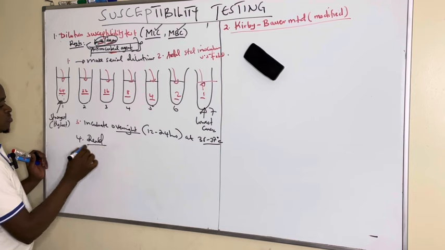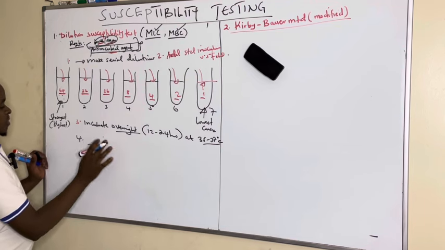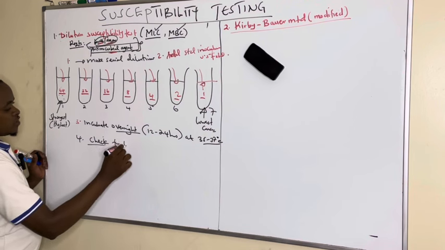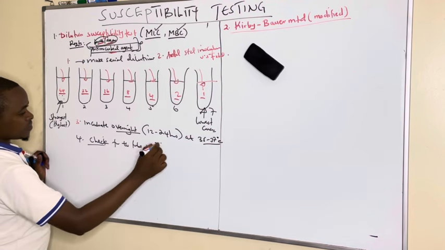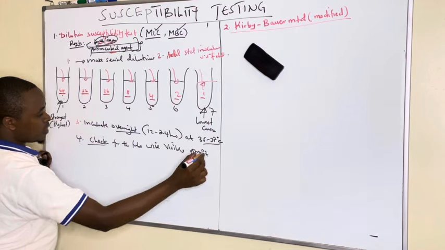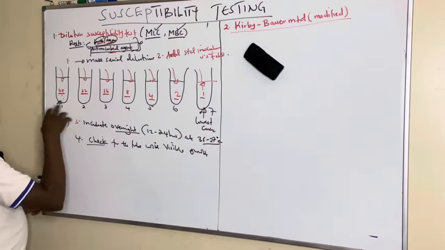We obtain the tubes and we check. Number 4 is, after overnight incubation, we check for the tubes with visible growth, and we check the ones without visible growth.